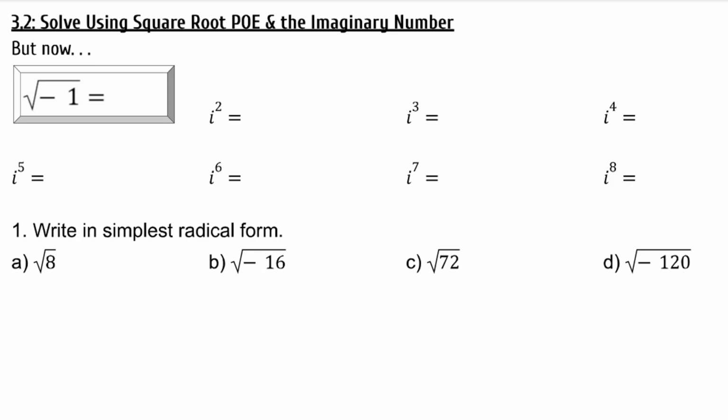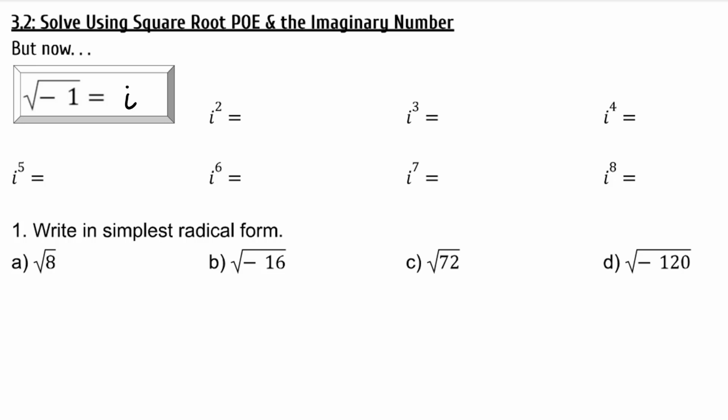So all this time you were not allowed to square root a negative number, but now we are. Mathematicians defined the square root of -1 as the imaginary number i. If i is the square root of -1, let's do some algebra to understand what i squared is, or i cubed, or i to the fourth, and so on.